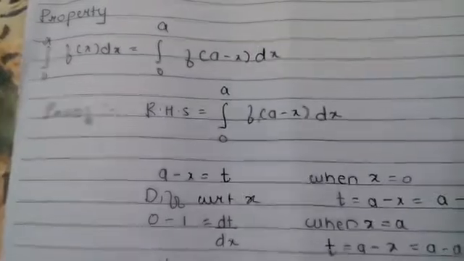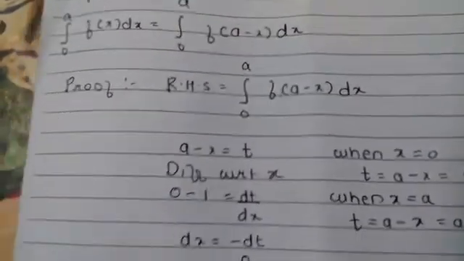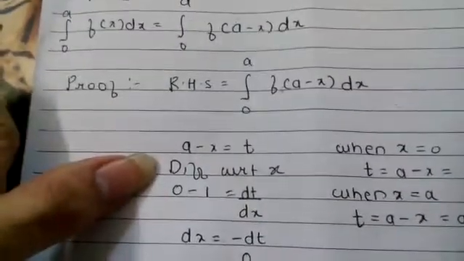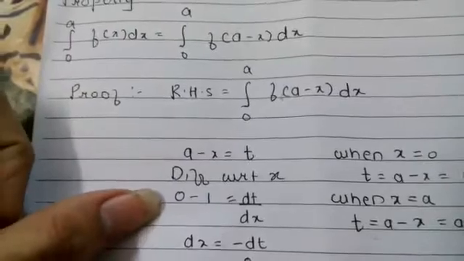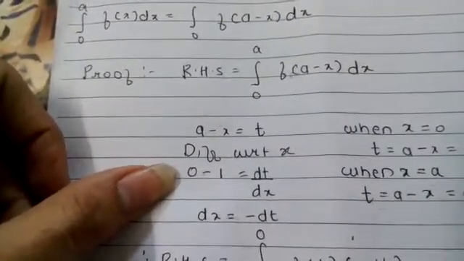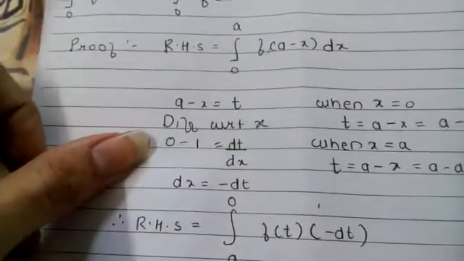So we'll start with the RHS and we'll put a minus x is equal to t. After putting a minus x equal to t, you have to differentiate that. Differentiating with respect to x, that will give you a the constant. So the derivative of a with respect to x is 0. The derivative of x will be minus 1, is equal to dt by dx. Now we can write dx is equal to minus of dt.